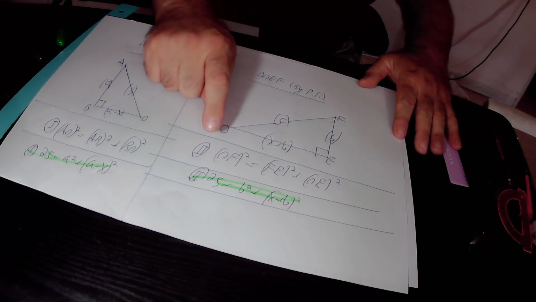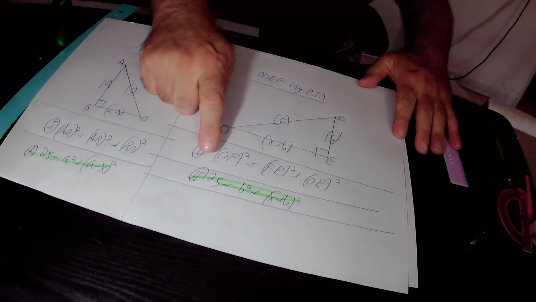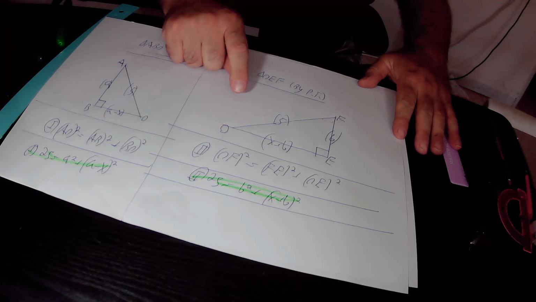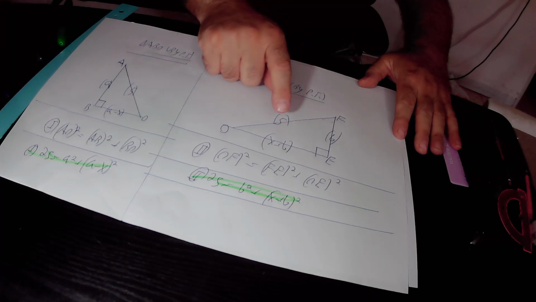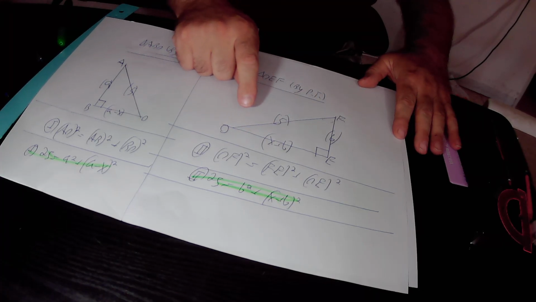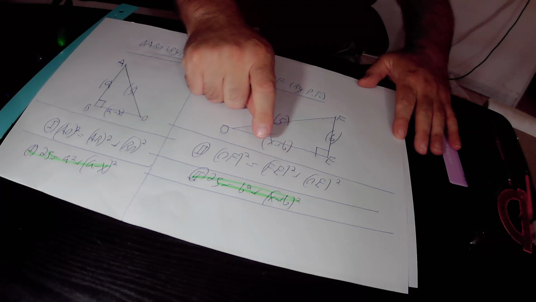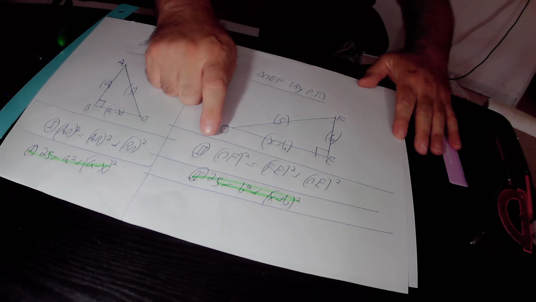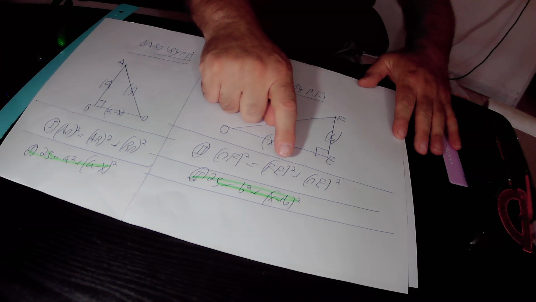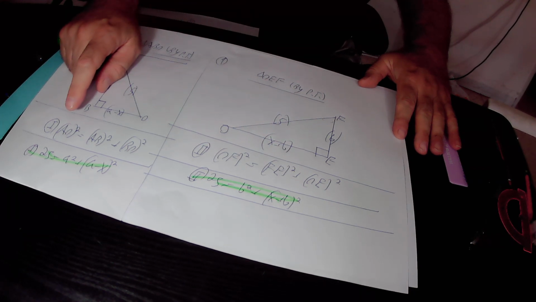OF is 5, therefore OF squared is 5 squared, that is 25, and it is equal to EF squared plus OE squared. EF is B, therefore EF squared is B squared. OE is X plus B, therefore OE squared is (X plus B) squared. So according to equation 2, we have found out that 25 equals B squared plus (X plus B) squared. But according to equation 1, we have only found out that 25 equals A squared plus (A minus X) squared.